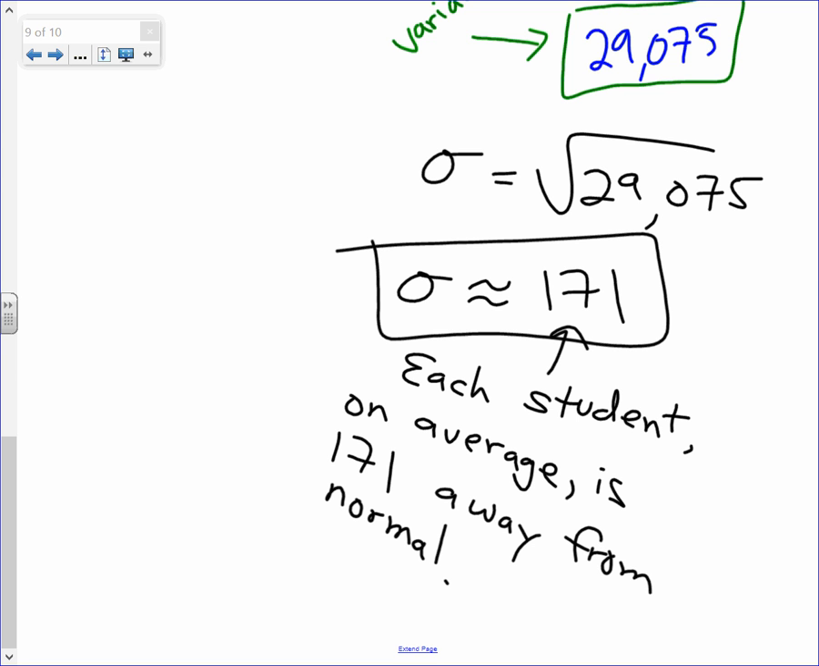This was a silly example of students texting. But that's what standard deviation means. It's how far a typical person was away from the normal. That's it. No biggie, right?